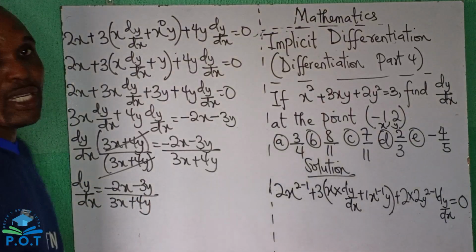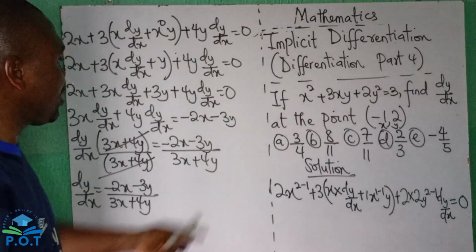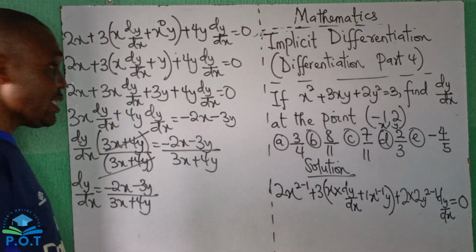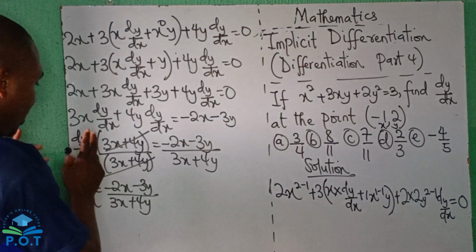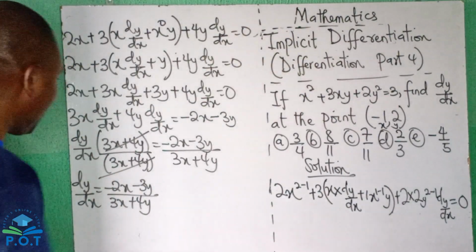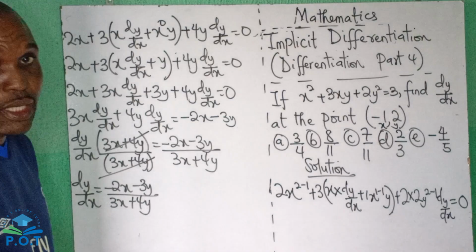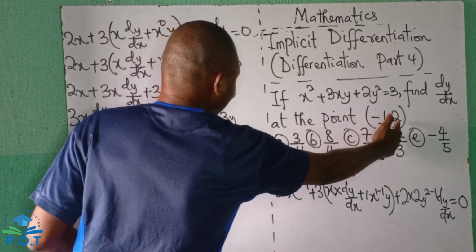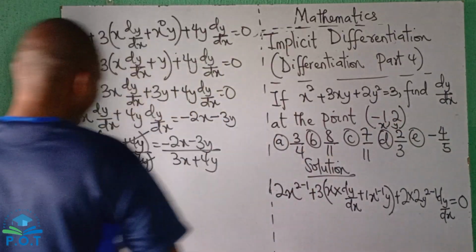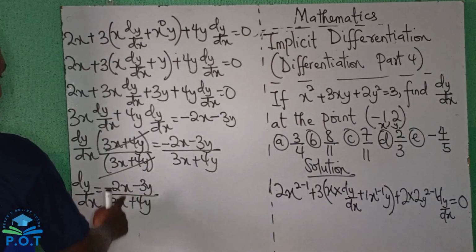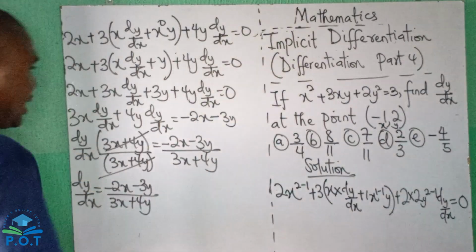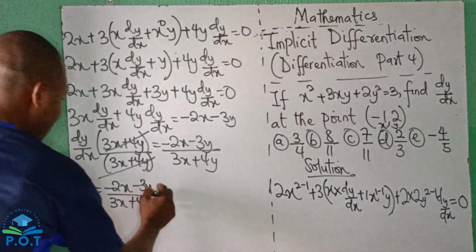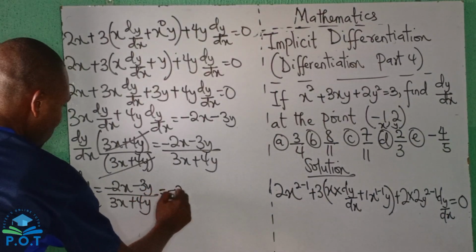Now remember that they gave us the point minus 1 comma 2. Now this is our dy/dx. We are done differentiating. But they asked us to use a particular point, which is minus 1 comma 2. Take note, your minus 1 is your x, and your 2 is your y. So anywhere I see x here and here, I'll put minus 1, and anywhere I see y here and here, I'll put 2.